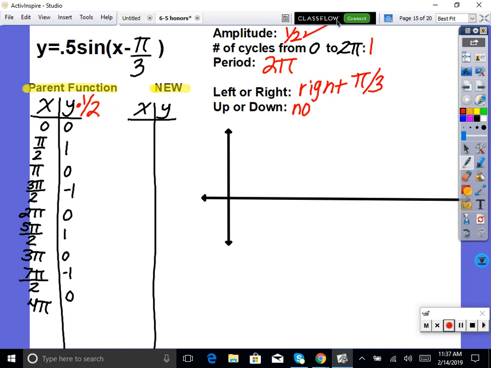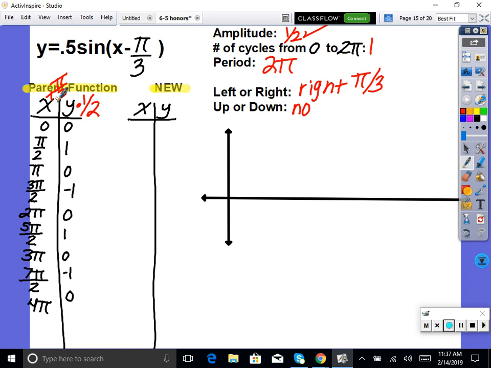Check. Now the number of cycles from 0 to 2 pi, really our period is what matters. Our period needs to end at 2 pi. It already does, so we're good. And then right pi thirds, so that's an x shift. So we're going to add pi thirds to our x values.